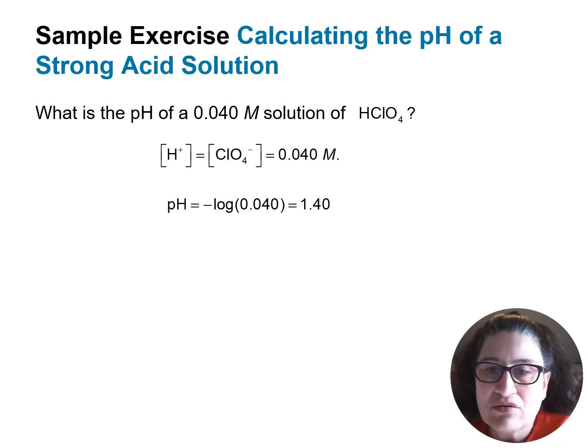All right, so in this case, they've told me that the concentration of my acid is 0.040 molar. That means that the H plus concentration is 0.040 molar because it's a strong monoprotic acid. And to find my pH, I need to do the negative log of the H plus. And this has 2 sig figs, so my pH has 2 decimal places.